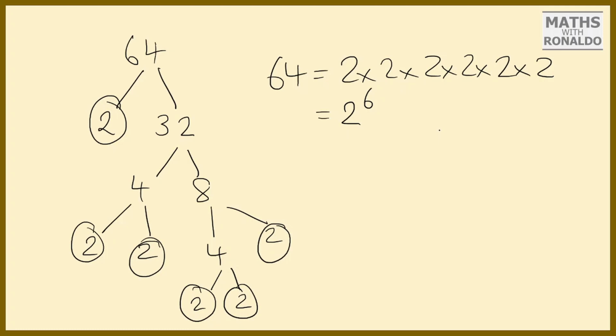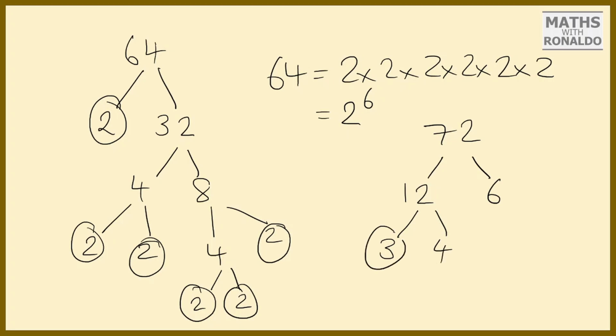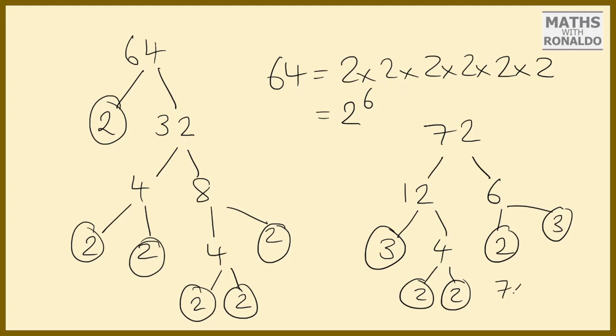If we have a different number, say 72, well, 72 is the same as 12 times 6. 12 is the same as 3 times 4. 3 is a prime factor. 6 is the same as 2 times 3. 2 and 3 are prime factors, and we have a 2 here and a 2 here. So we can say 72 equals 2 to the power of 3 times 3 to the power of 2. And that is representing 72 as a product of its prime factors. The unique factorization theorem is saying that each number can be represented uniquely as the product of its prime factors.